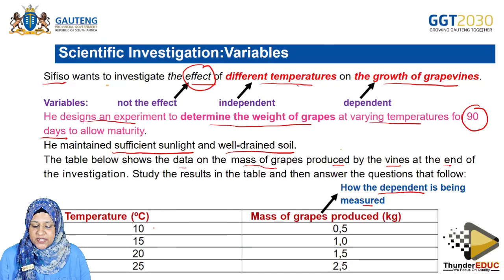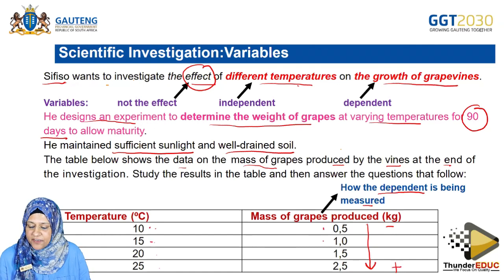Then I've got temperature at 10, 15, 20, 25 degrees Celsius, going up in increments of 5. And my mass is 0.5, 1, 1.5, 2.5. So that is increasing here. If I look at 10 degrees, it's 0.5; 15, 1; 20, 1.5; 25, 2.5. So you need to look at all of these factors on your table before you even look at the question. You can come up with a relationship. The temperature is increasing, and the mass of my grapes produced is also increasing.